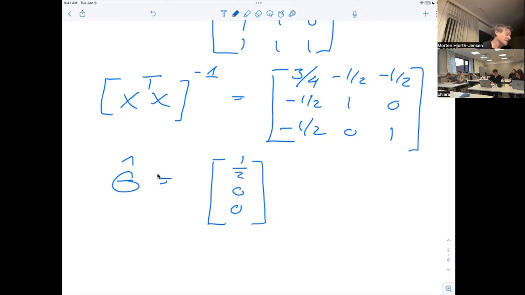Sorry, that was wrong. Let me just put that one back again. I was reading the wrong line. So this is 1 divided by 4 for the XOR gate. And then 1/2. So this is the OR gate.